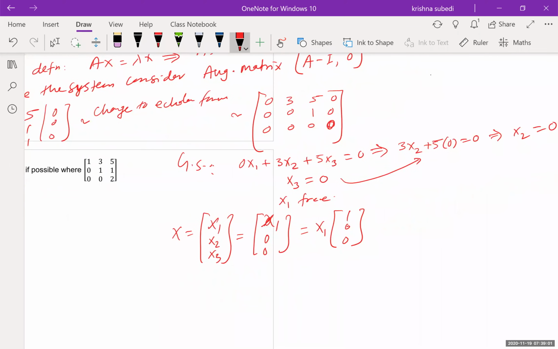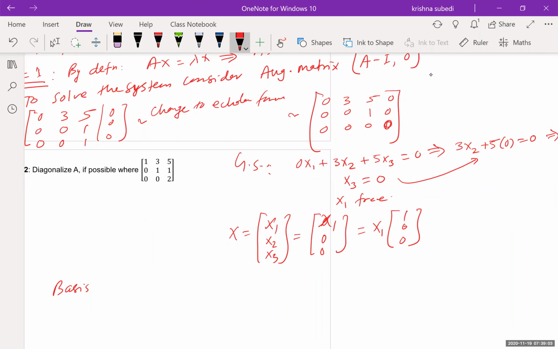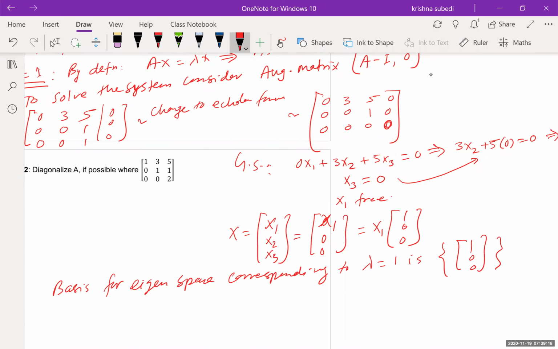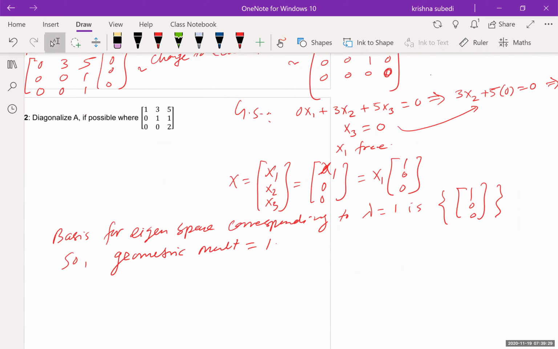So the basis for the eigenspace corresponding to lambda equals 1 is 1, 0, 0. And so geometric multiplicity is also 1. Okay, so now, good news. This matrix is defective. You know why? Because algebraic multiplicity is 2 for lambda equals 1. Excellent.